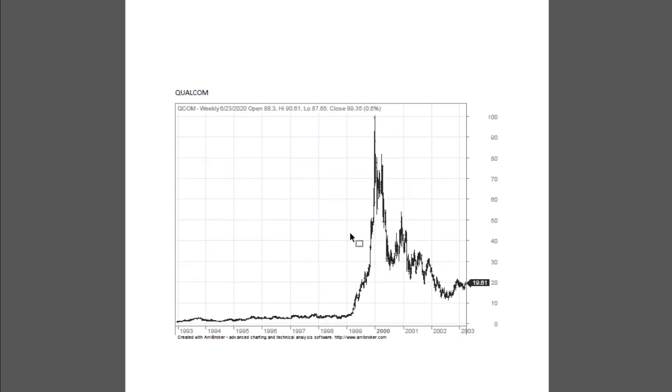I'm going to start working through. So here's Qualcomm, same idea. In one year's time, the stock went from essentially $5 up to $100. At the time, this is actually post-split. I mean, it was actually that peak.